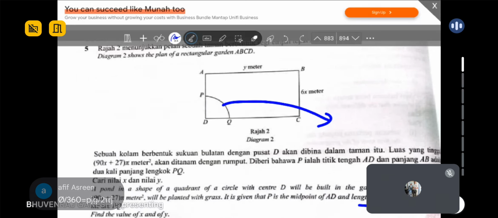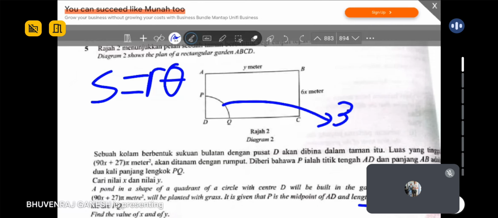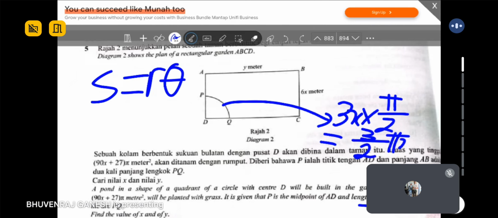Tak perlu. Jangan guna rumus tu guys. Guys, always remember at maths, guna rumus ni. S equal to r theta, guys. Okay, so your r value here is, yes. Okay, Ahmad correct. Okay, so 3x times pi over 2. Okay, so you will get 3 over 2 pi x.